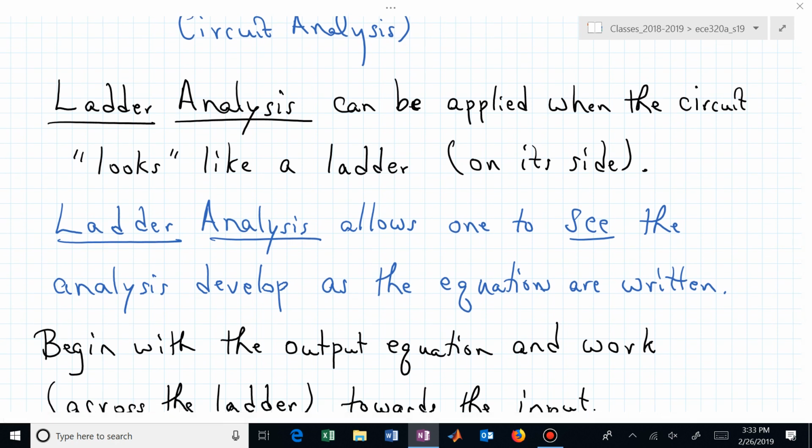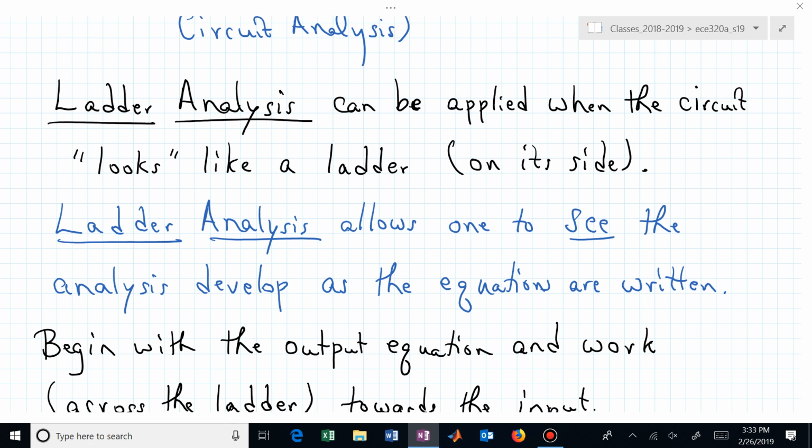The reason for the name ladder analysis is because the circuit looks like a ladder if you laid it on one of its edges, meaning the different meshes look like the rungs in a ladder. That's where I think the ladder analysis name comes from, and that's how I'm using it.